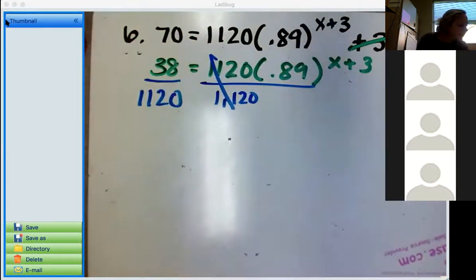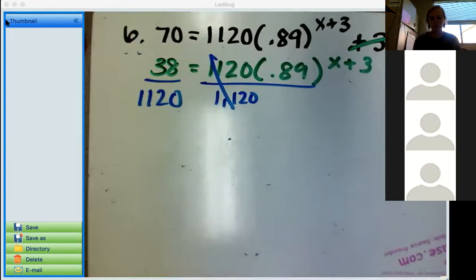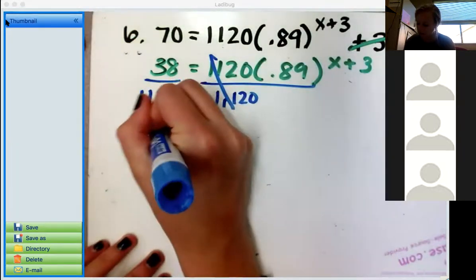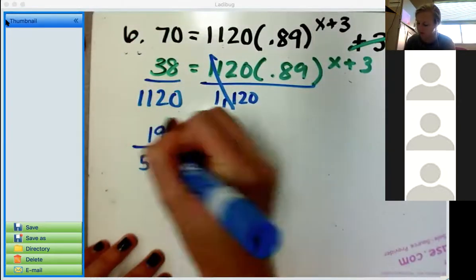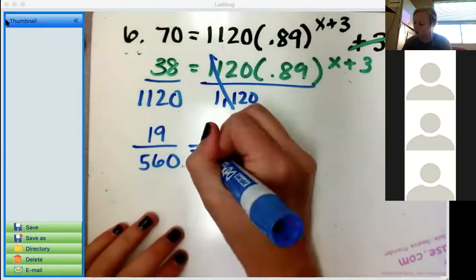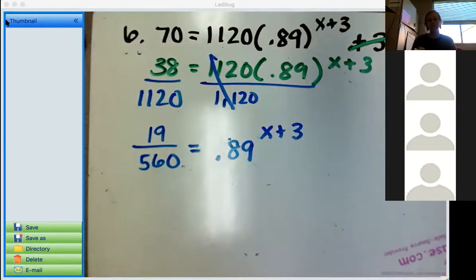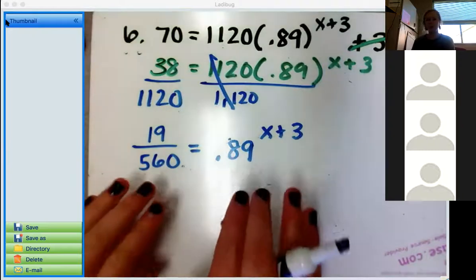And let's see. That does reduce. Are y'all fine if I reduce this fraction so the numbers are smaller? Yes, ma'am. I'm just going to type in 38 divided by 1120 and hit math, enter, enter to change it to a fraction. And it doesn't reduce that much, but that's okay. This is better. So that's 19 over 560 equals 0.89 to the x plus 3.